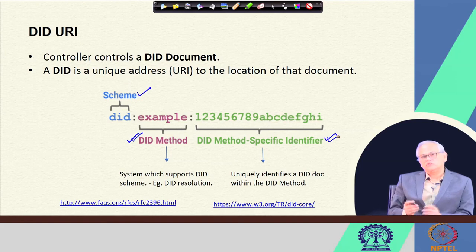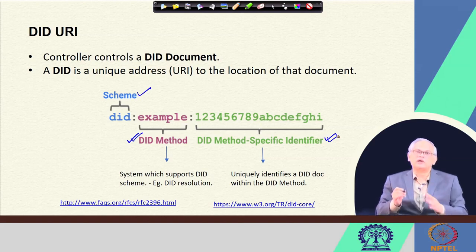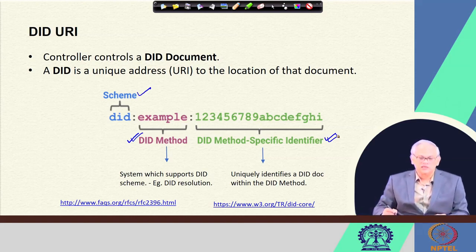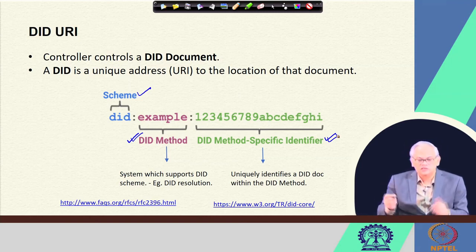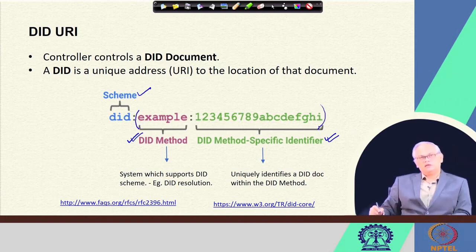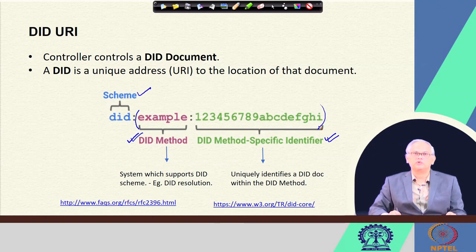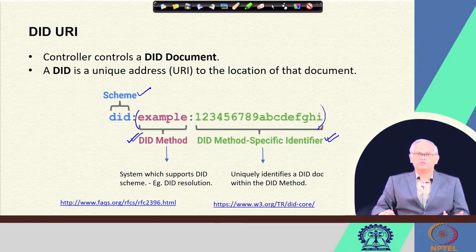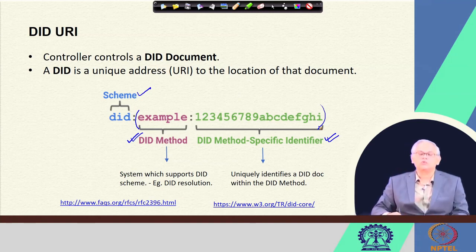That means that with respect to this particular DID method, example, this is a unique identifier. Now, in another DID method also the same identifier might be there, and hence the DID method along with the DID method specific identifier, these two together form a universally unique identifier. As is mentioned here, the DID method is a system that supports the DID scheme, that is, how the DID would be resolved. In this particular example we have named it, quote unquote, example.